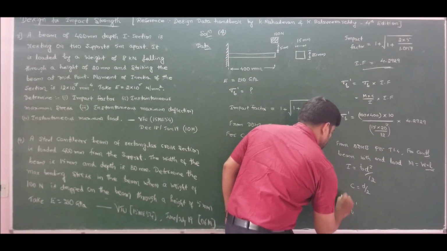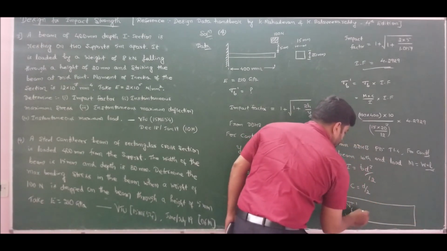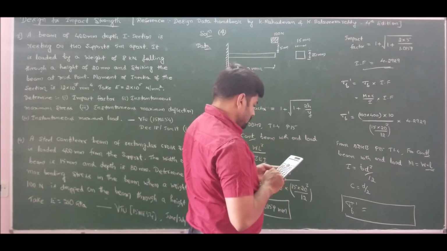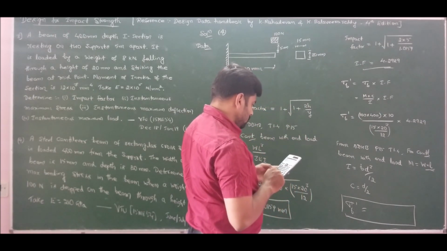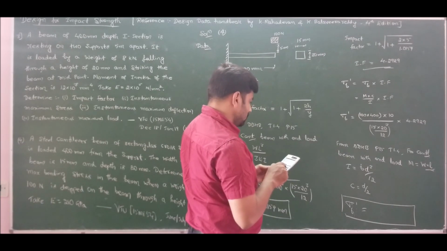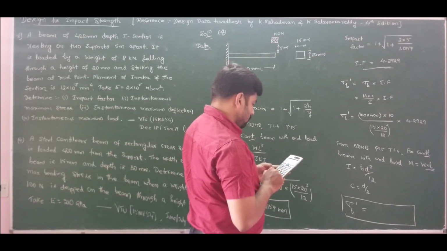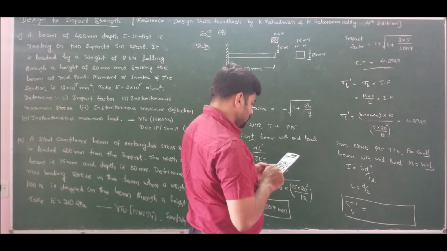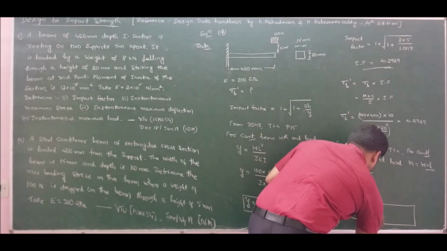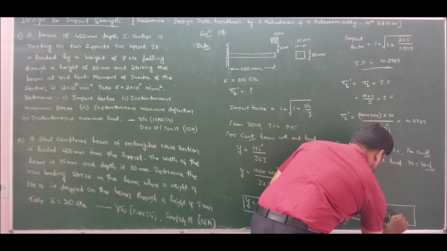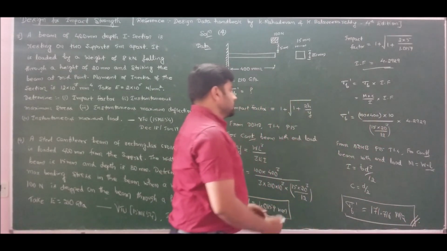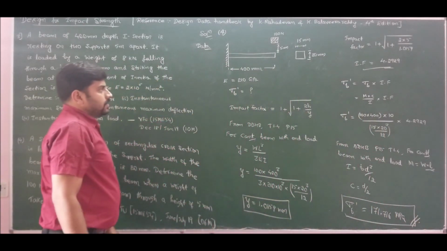So I calculate the value of instantaneous maximum bending stress, which is equal to 100 into 400 into 10 into impact factor 4.2929 divided by BD cube by 12. The answer is 171.716 megapascals. So this is the solution for the given problem.